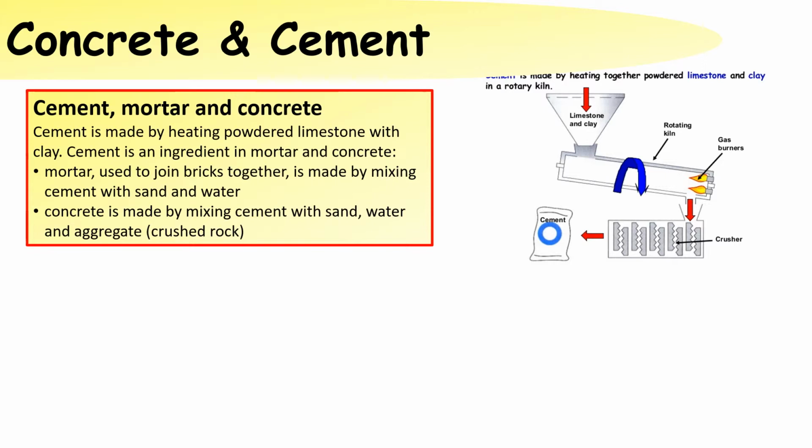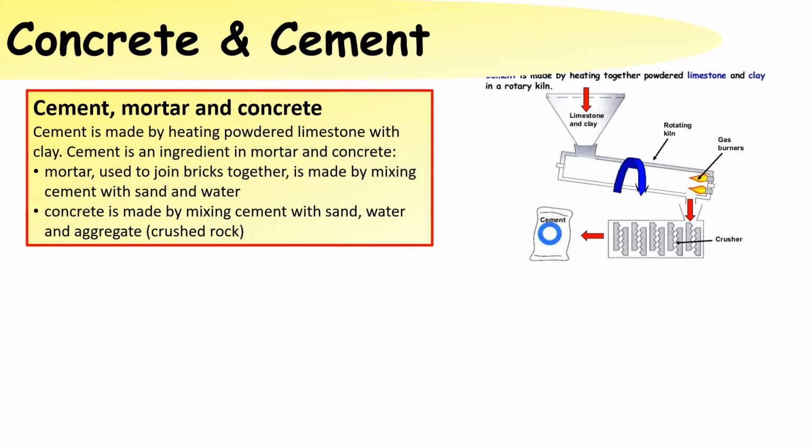Cement is made by heating powdered limestone with clay. Cement is an ingredient in mortar and concrete. Mortar can be used to join bricks together and is made by mixing cement with sand and water. Concrete is made by mixing cement with sand, water and an aggregate, which is crushed rock.